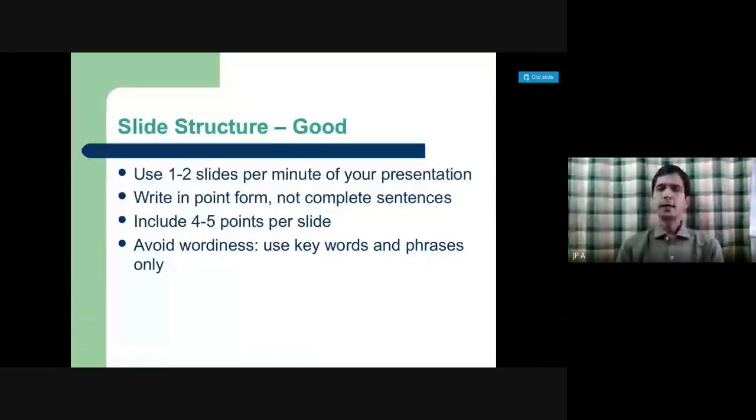It is not advisable to continuously keep changing from one slide to another. The audience will not understand anything. There should be some time for the audience to watch, understand, and then you move on to the next slide. There should not be any hurry in making the presentation. Okay, that is the first point.